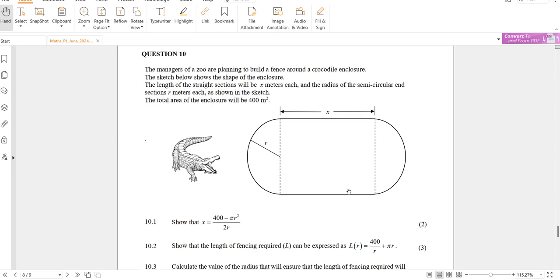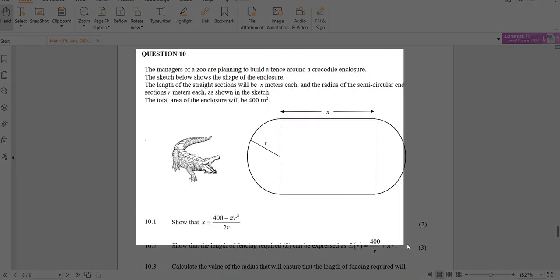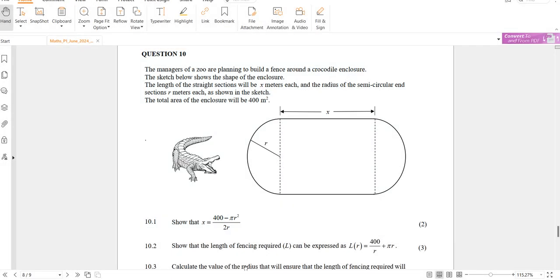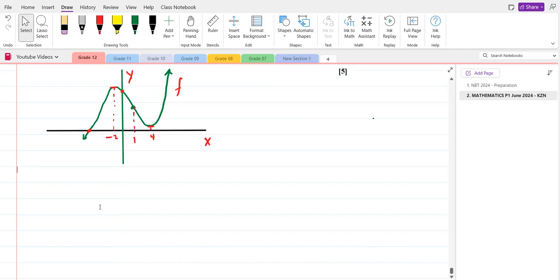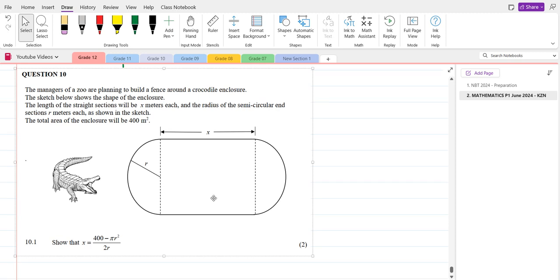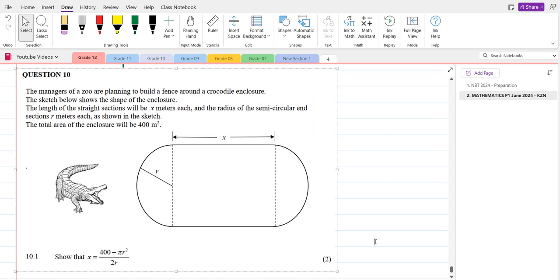Question 10. Right, so we're almost towards the end where we're dealing with maximization problems now. In question 10, the manager of a zoo is planning to build a fence around a crocodile enclosure. The sketch below shows the shape of the enclosure. The length of the straight sections will be x meters each, and the radius of the semicircular end sections r meters each.